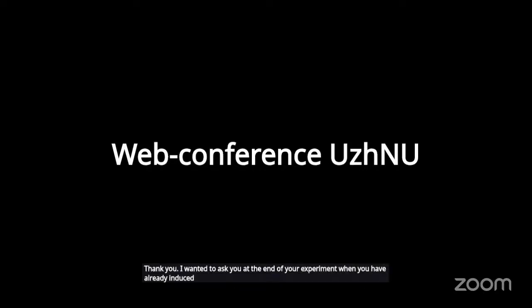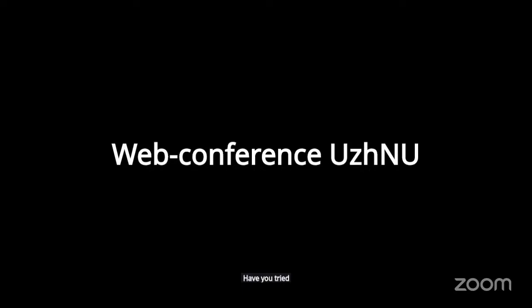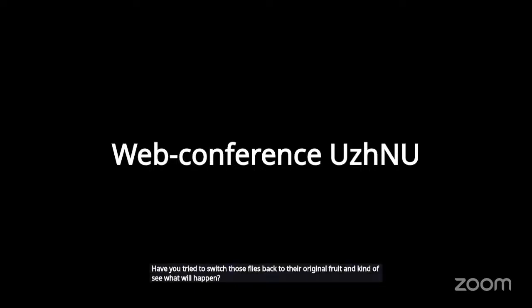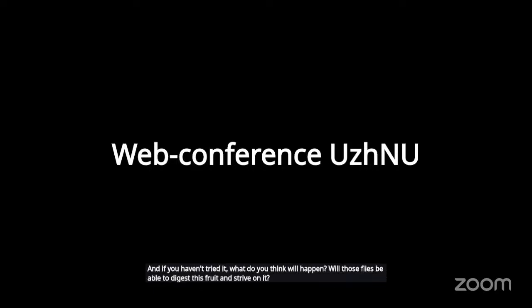Thank you. I wanted to ask you, at the end of your experiment, when you have already induced an adaptation to the other type of fruit, have you tried to switch those flies back to their original fruit and see what will happen? And if you haven't tried it, what do you think will happen? Will those flies be able to digest this fruit and thrive on it? Or would they also have to go back through this whole adaptation process?